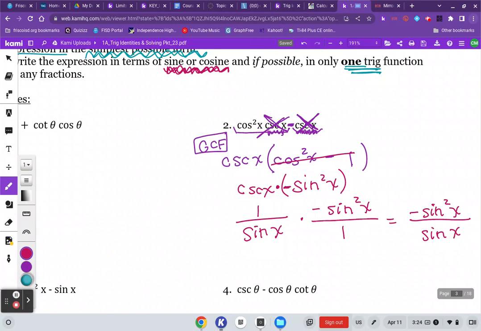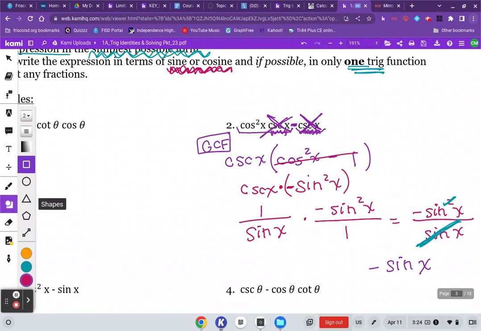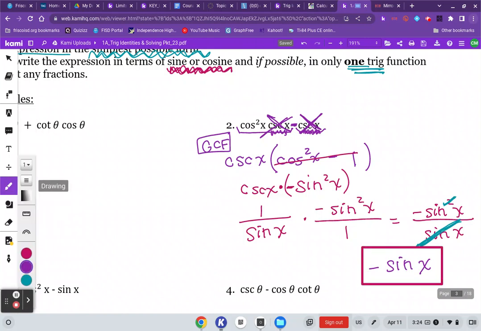So it looks like I have one of the sines that can cancel. This sine of x in the denominator can cancel out with one of the sines that's on top. So it's going to just leave me with one negative sine of x left over. And now that I have it simplified down into one trig function, I am actually finished.